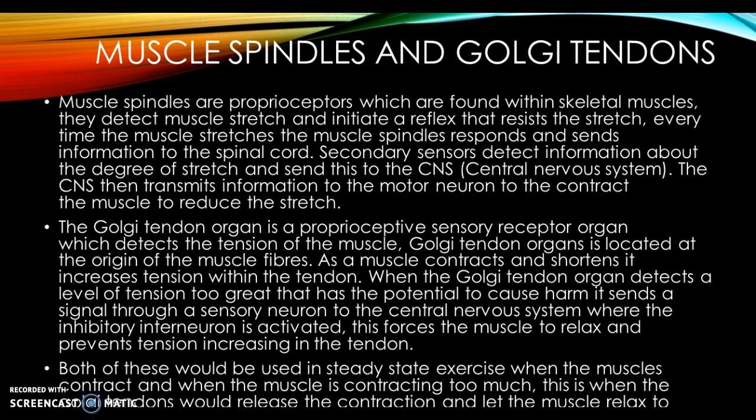The Golgi tendon organ is a proprioceptive sensory receptor organ which detects the tension of the muscle. Golgi tendon organs are located at the origin of the muscle fibers. As a muscle contracts and shortens, it increases tension within the tendon. When a Golgi tendon organ detects a level of tension too great that has the potential to cause harm, it sends a signal through the sensory neuron to the central nervous system, where the inhibitory interneuron is activated. This forces the muscle to relax and prevents tension increasing in the tendon.